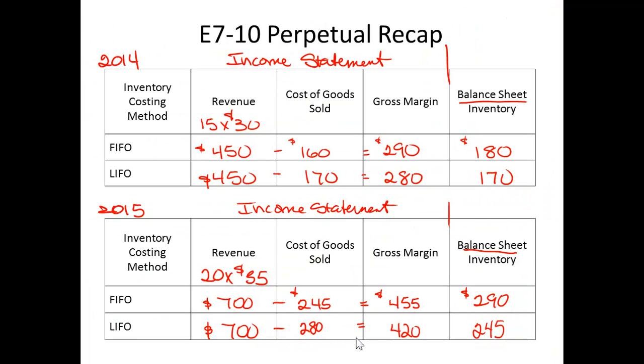To recap, notice that on our income statement, our cost of goods sold and our gross margin will differ depending upon whether we use FIFO or LIFO, and also the balance sheet amount for inventories, ending balance, will differ whether I'm using FIFO or LIFO, and that's true in both years. So that's a little bit on perpetual inventory.